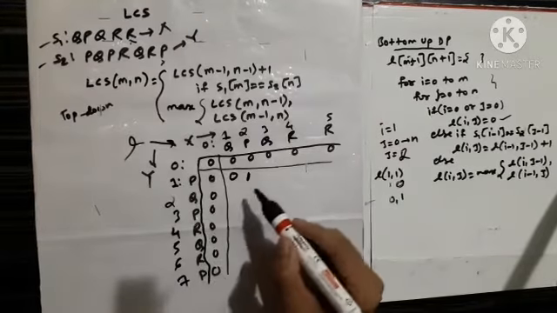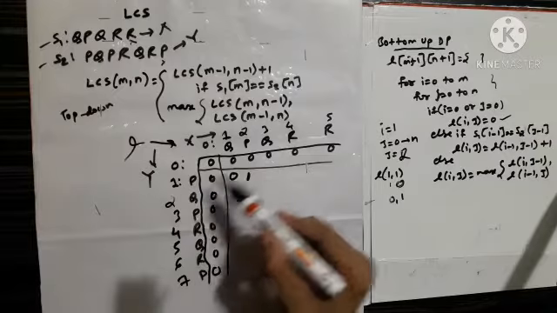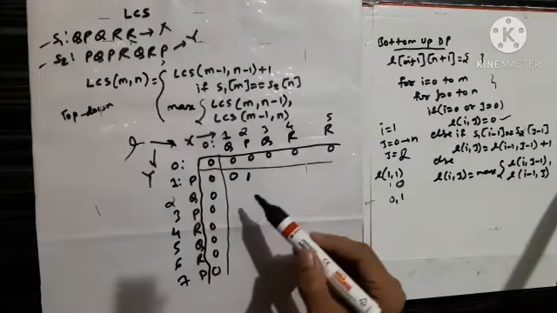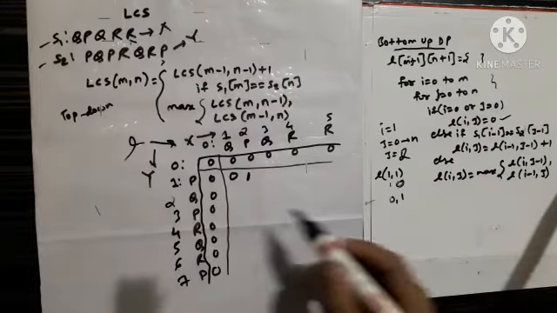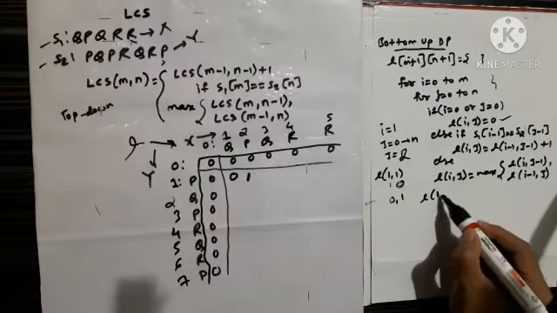I will compute for 2 also. Now for i equal to 1 and j equal to 3, it is q and p, which is not matching. If they do not match, we take the maximum of these two, suppose where i becomes 1 and j becomes 2.